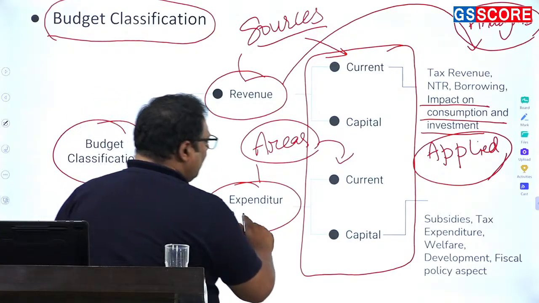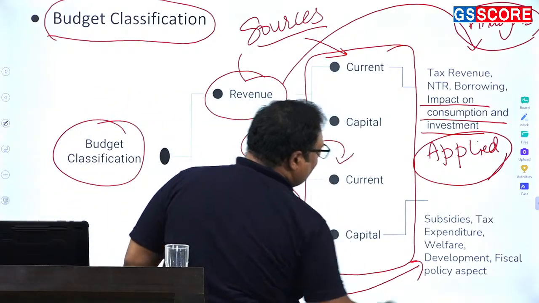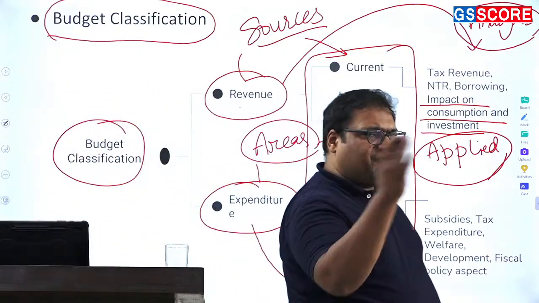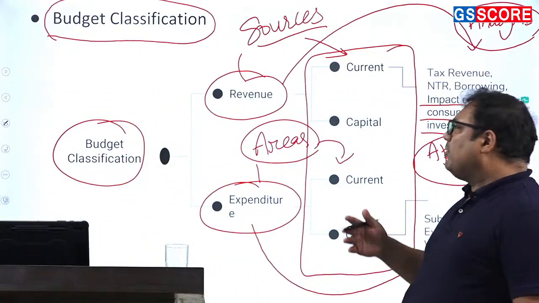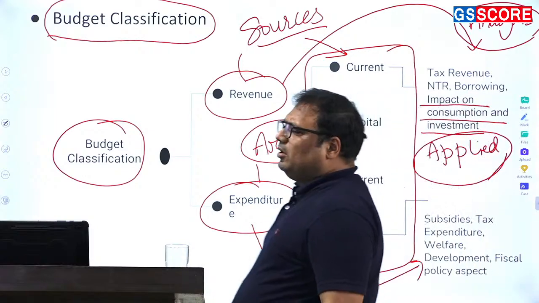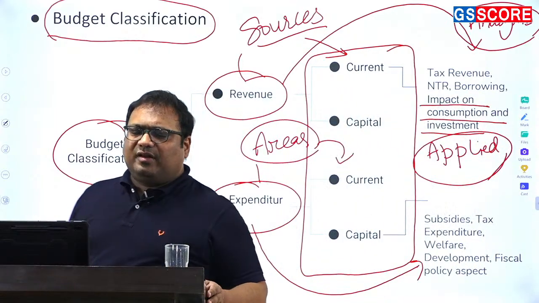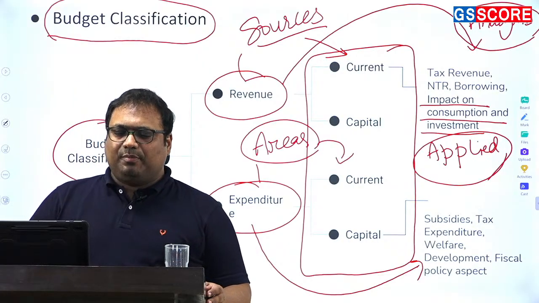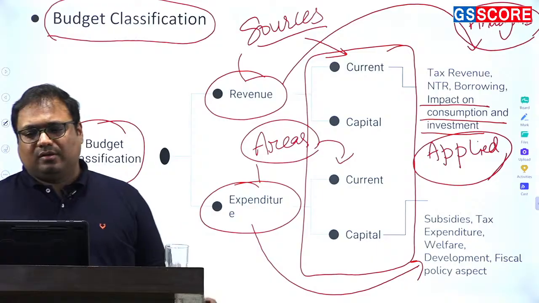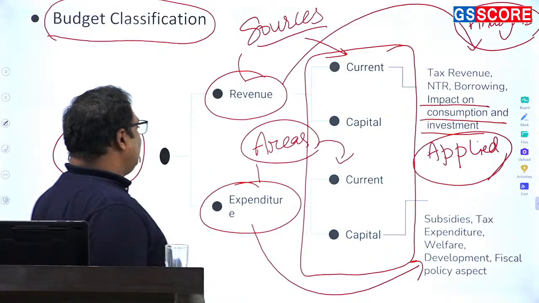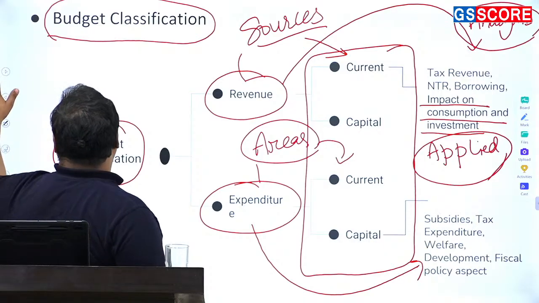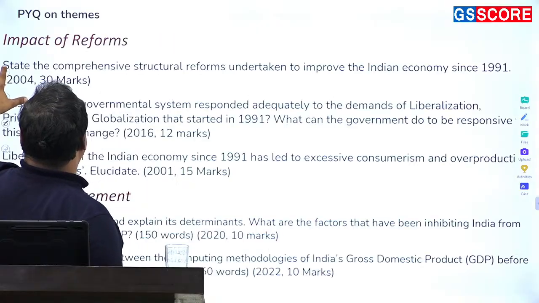Similarly, how government spends its money also affects people. Government giving more subsidies has a different impact on people. Government spending that money on infrastructure will have a very different impact on people. So how government spends money also affects people significantly, and this is something you need to look into in this theme. Now we will look into some previous year questions from this theme.